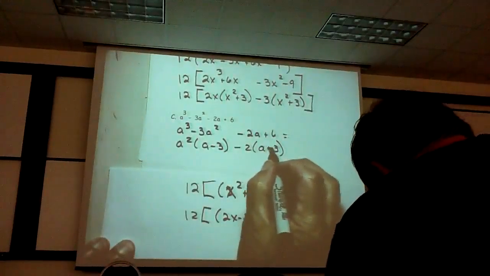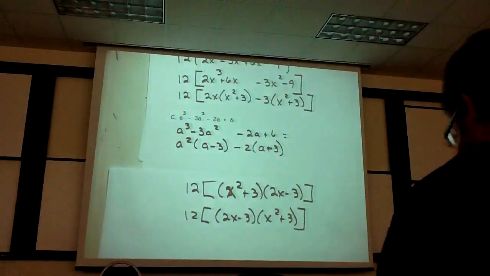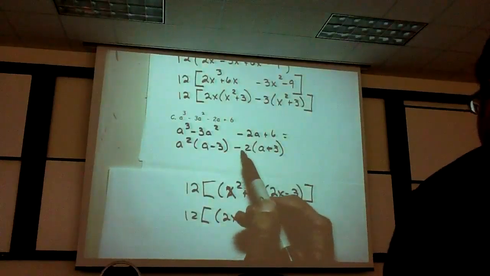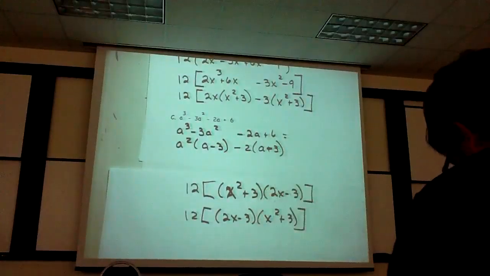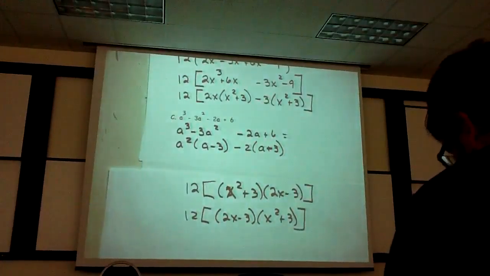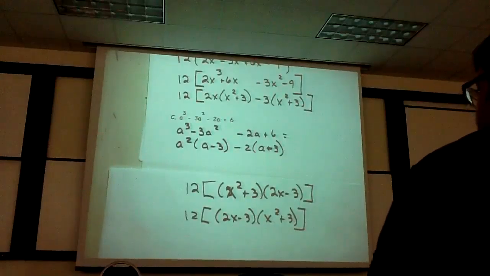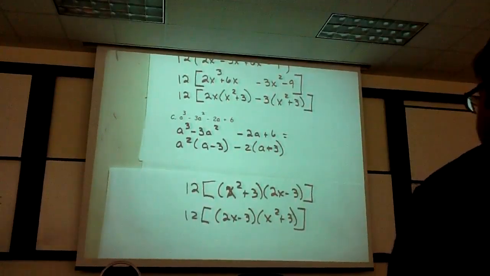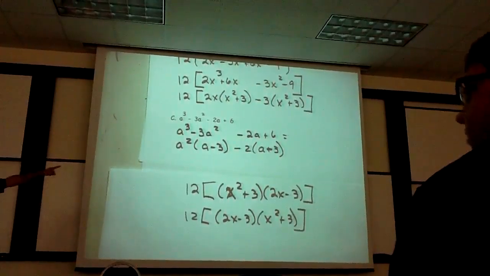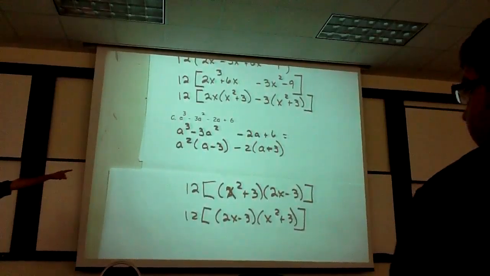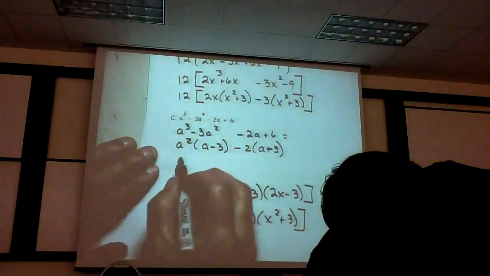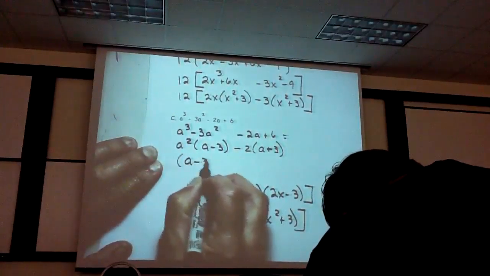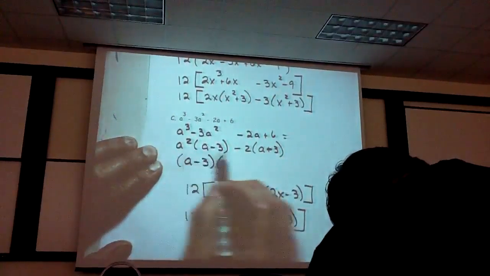And just to make sure, just go back and distribute. Negative 2 times a, negative 2a. Negative 2 times negative 3, positive 6. Yep, it works. And here's once again where you have your aha moment. You go, a minus 3 shows up twice. It best show up twice. And a squared minus 2.